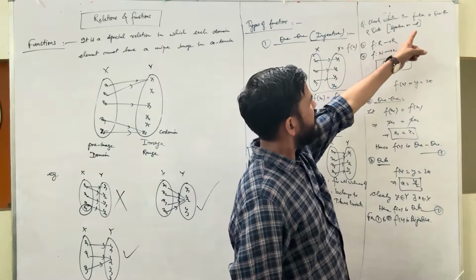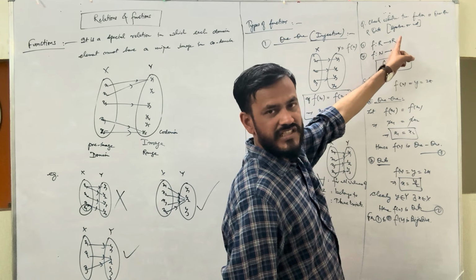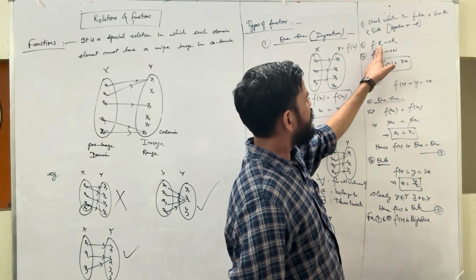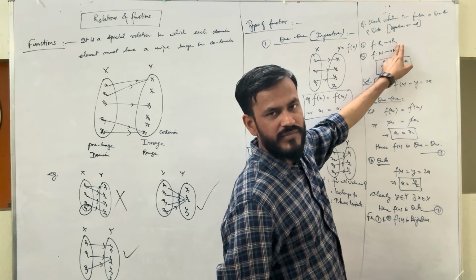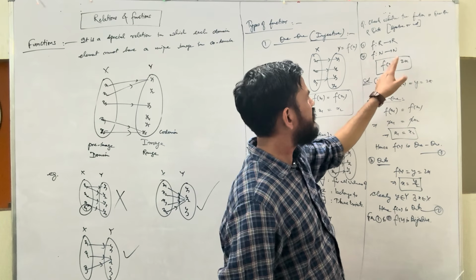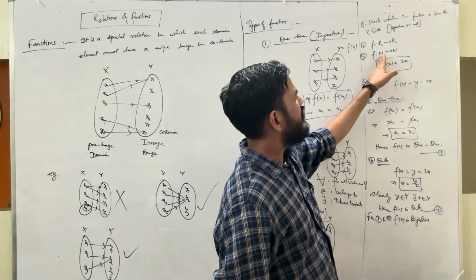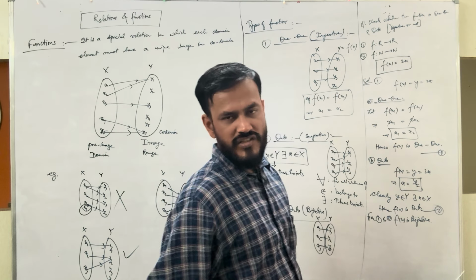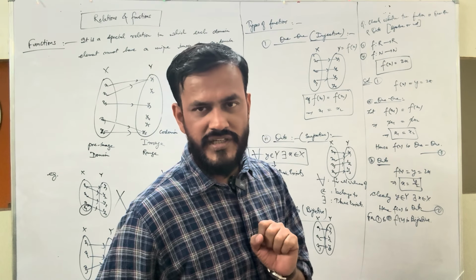Check whether the function is 1, 1 or onto, bijective or not. The function goes from real number to real number. So there is mapping from real to real. In the next part, there is mapping from natural number to natural number. First, we'll focus on real to real. So let's see.